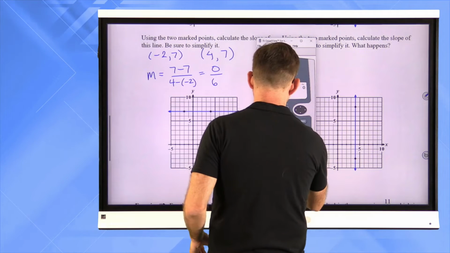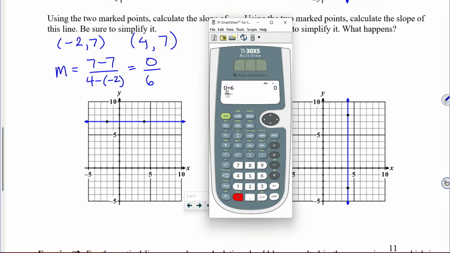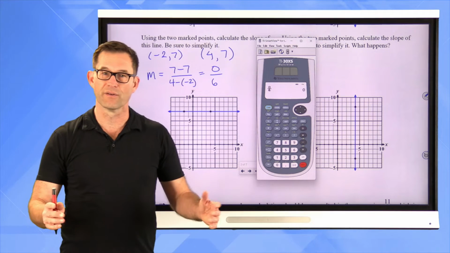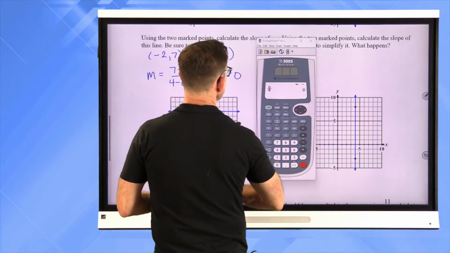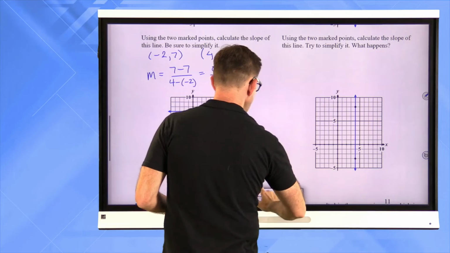Even if I did something like this, where I've got a fraction button on my calculator, and I do 0 over 6, and I ask my calculator to simplify it, it still tells me 0. So horizontal lines have slopes equal to 0.